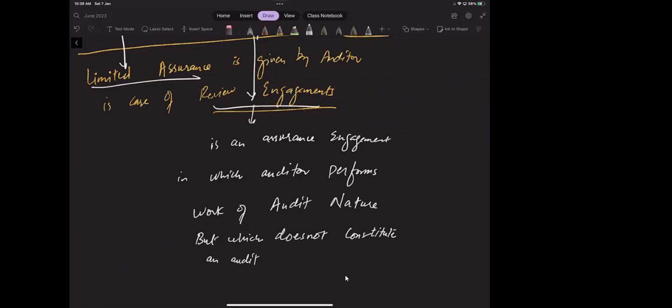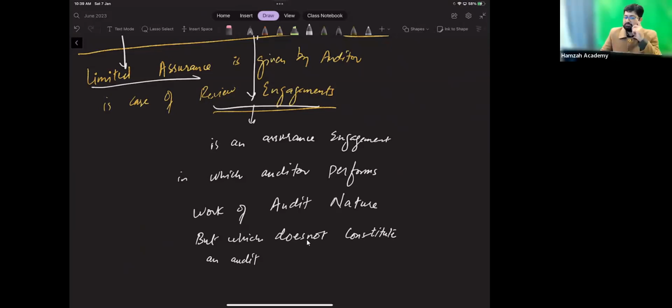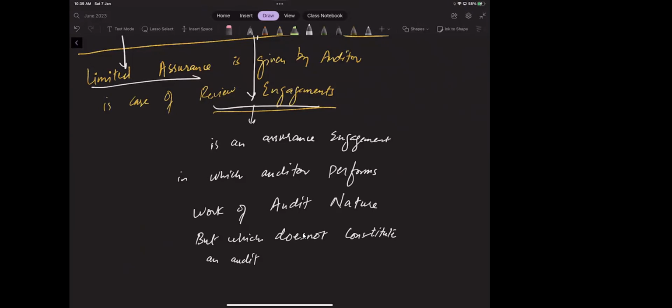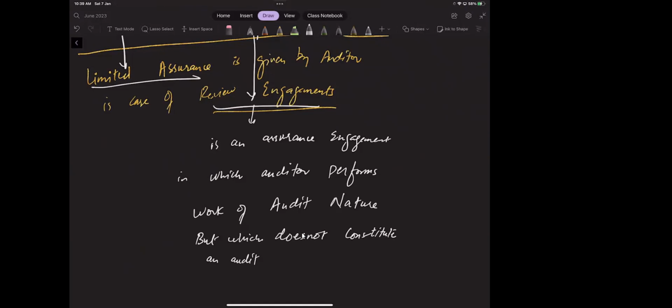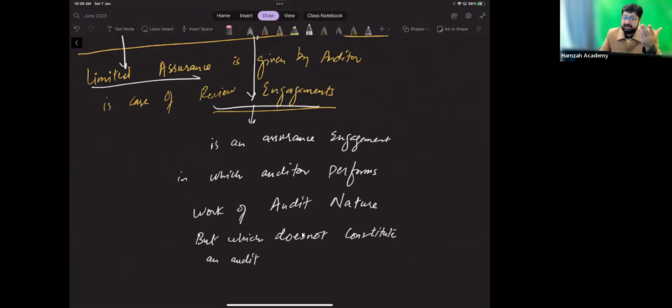Sir, can I ask you a question, please? Sure. Would the review engagement also relate to the financial statements of the company? I actually missed some part of your question, say it again, please. I'm asking if the review engagement will also relate to the financial statements of the company? That is most likely.